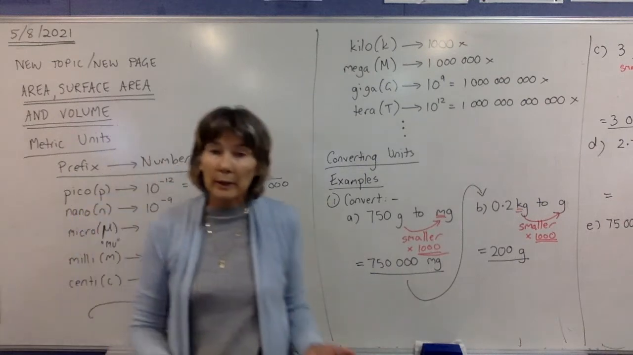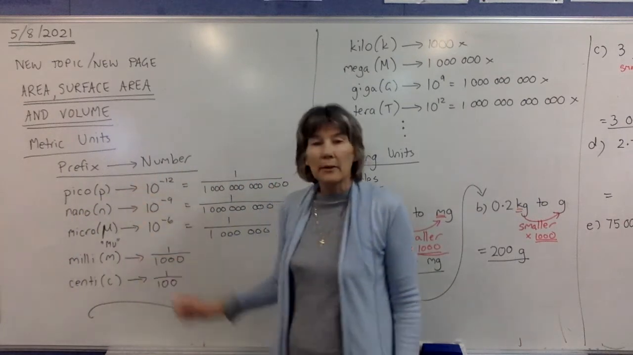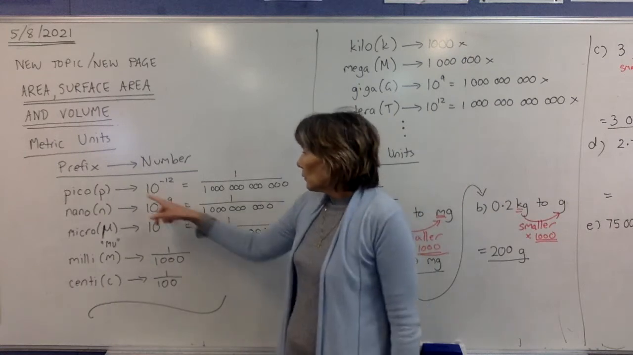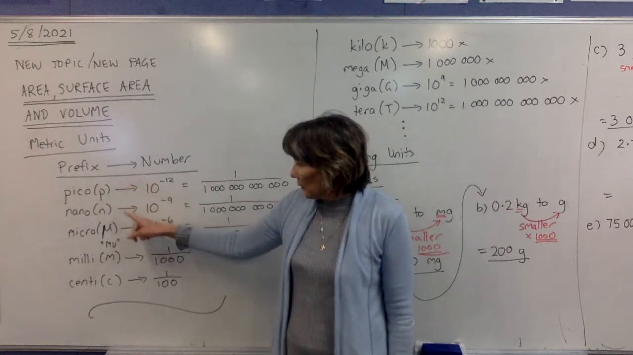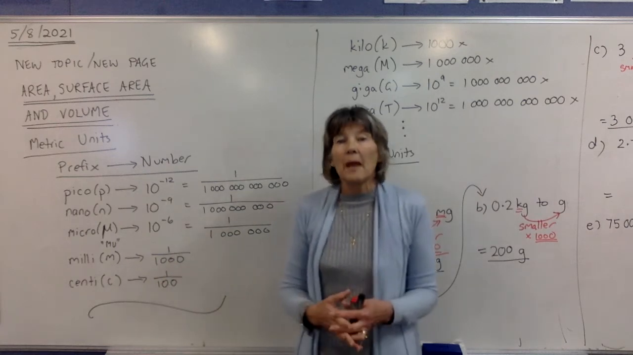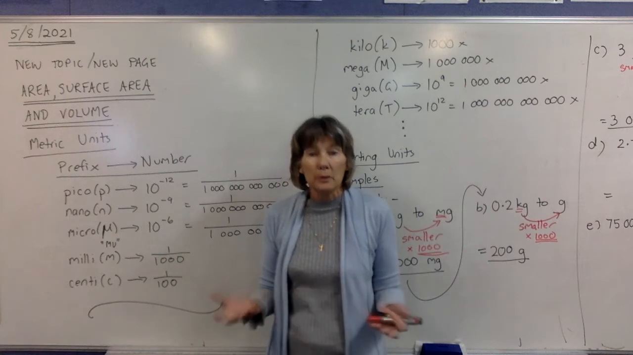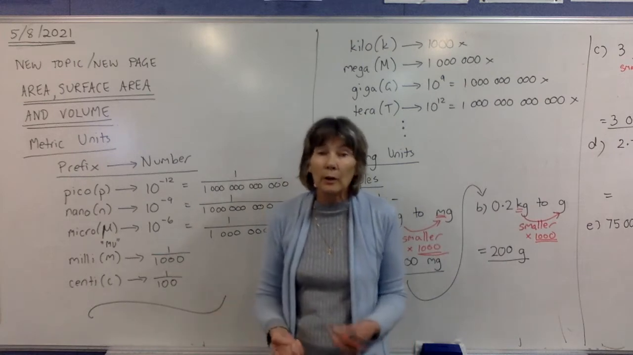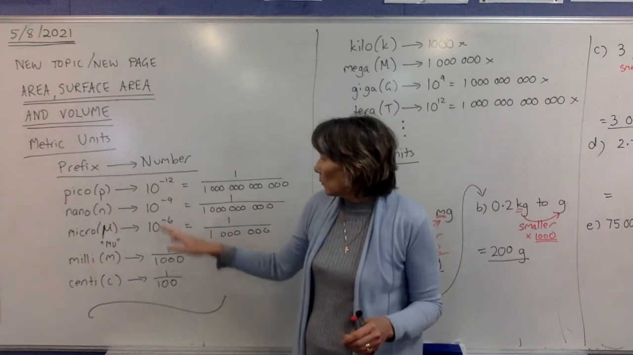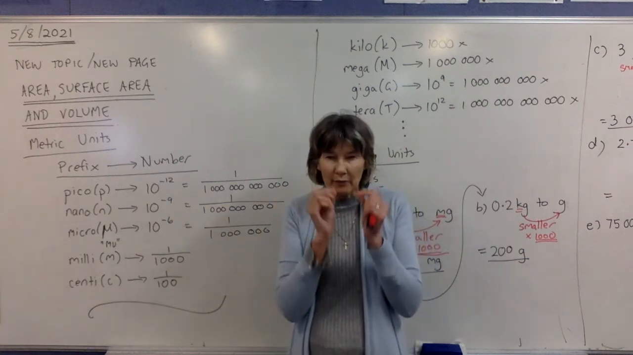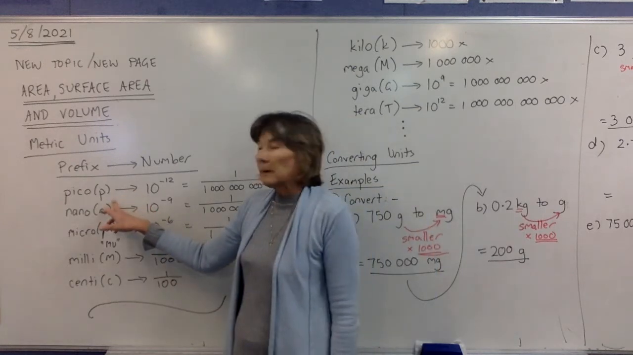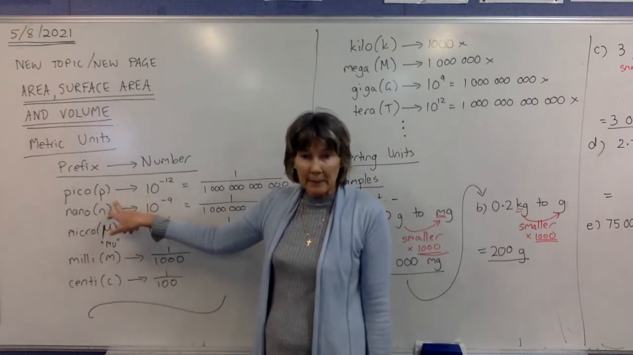All the other ones are really new, and the reason that these other ones have had to come in is because of technology. These ones here, pico, nano and micro, were introduced because our science world has become so advanced that we're now looking at microscopic things, and we need to be able to show those very, very small measurements. These have been introduced since the metric system began.